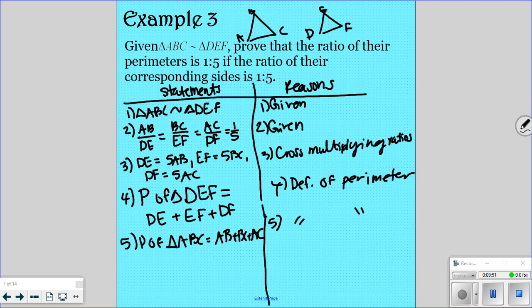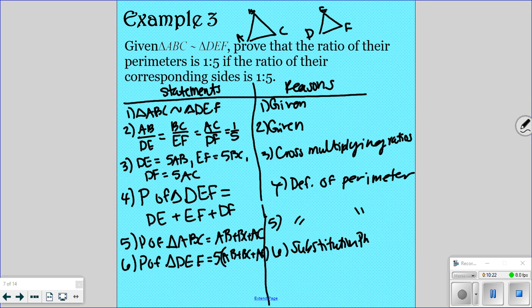And then if we substitute, the perimeter of triangle DEF would be 5 times each of these, AB, BC, and AC. And that's from substitution property of equality.